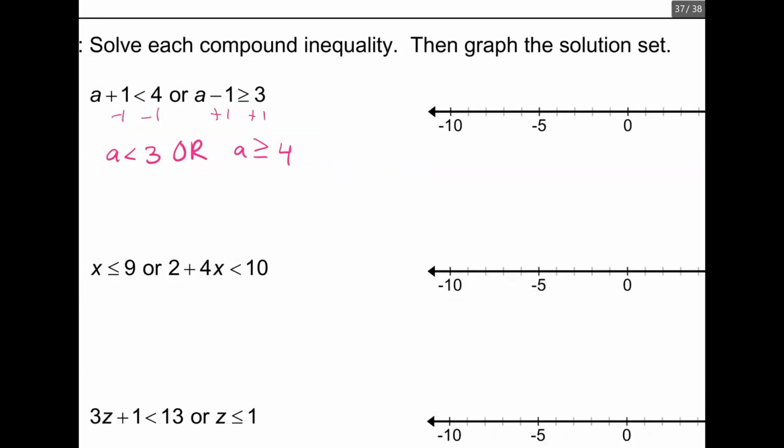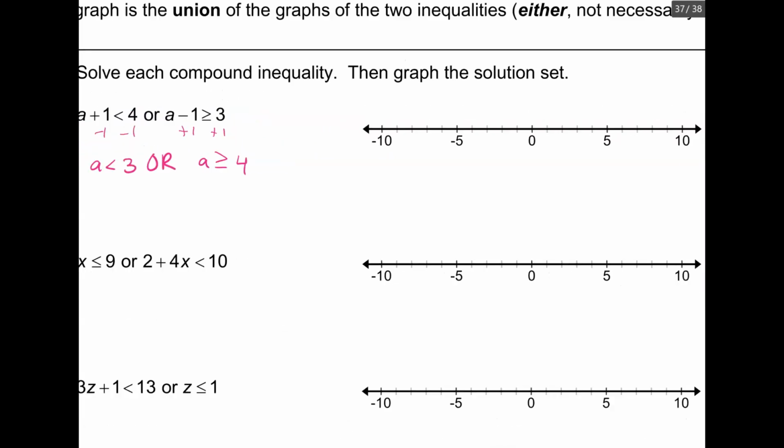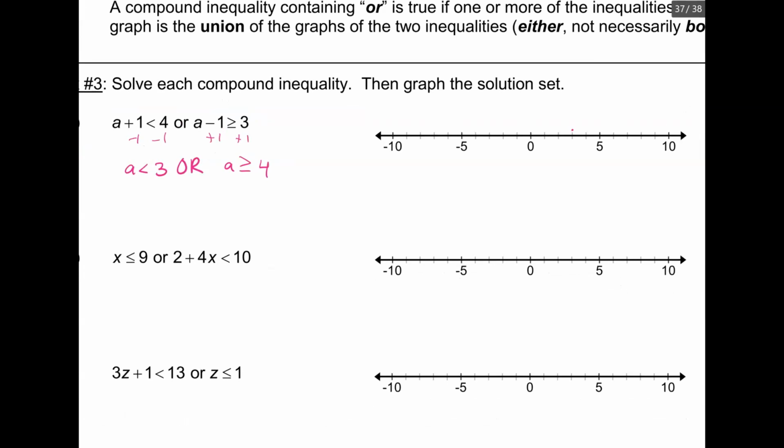So once again, I'm going to go over to the right side. A less than 3, so I have an open circle at 3, and it will go this direction. And then I have a closed circle at 4, and it's greater than. So that's perfectly acceptable. So the way I drew arrows, I know some of you do that because that's what you learned. Another way I draw the arrows is I literally draw the open circle and then I'll just go this way.